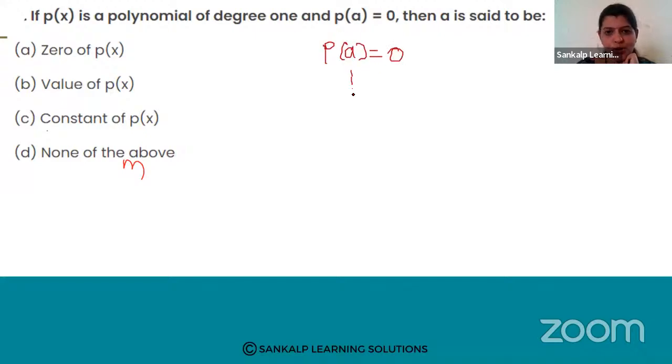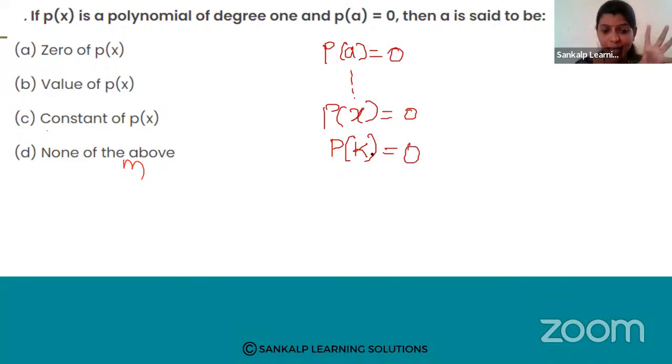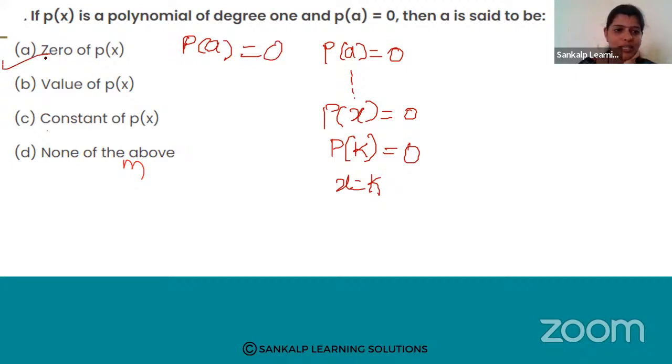In one place it comes that p of x is equal to 0 if I put some value, that value we call k. If the polynomial becomes 0 for the k value, we call that k value a zero. That means we put x is equal to k. So here, in place of k, a is there. So now tell me the answer. P of a is equal to 0 means what? It is a zero of p of x.